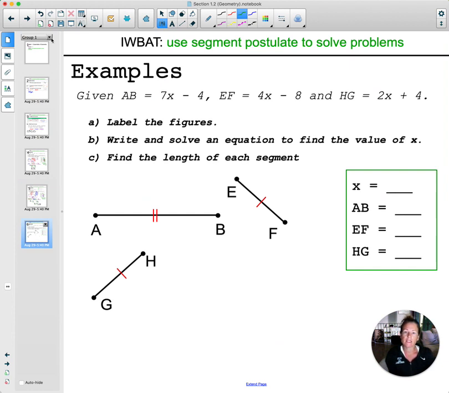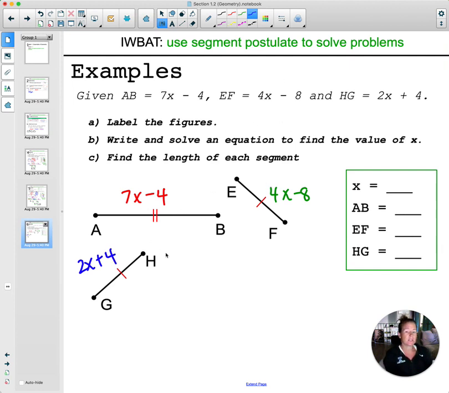All right, final example here. We've got all of these figures down here and different lengths given to them. Given that AB is 7x minus 4, and EF is 4x minus 8, so here's EF, 4x minus 8, and then HG is 2x plus 4. Write an equation and solve for x, then find the length of each segment.